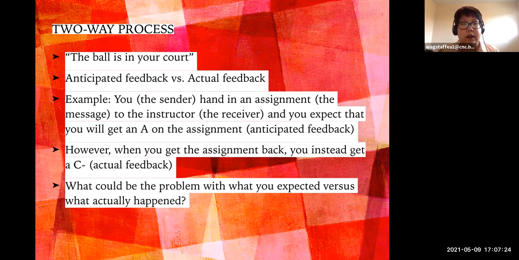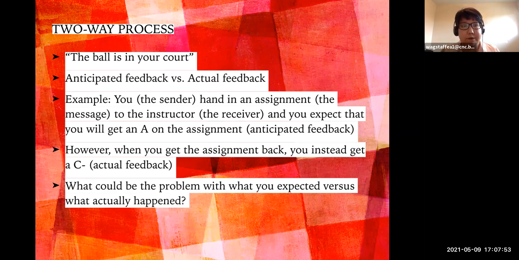So, example: you, the sender, hand in an assignment, the message, to the instructor, the receiver, and you expect you will get an A on the assignment, which is the anticipated feedback. However, when you get the assignment back, you instead get a C minus, which is the actual feedback. What could be the problem with what you expected versus what actually happened?